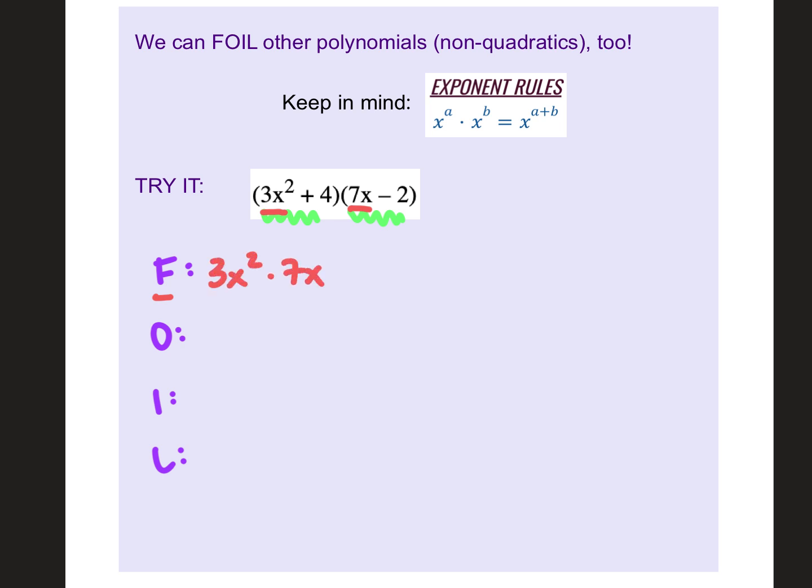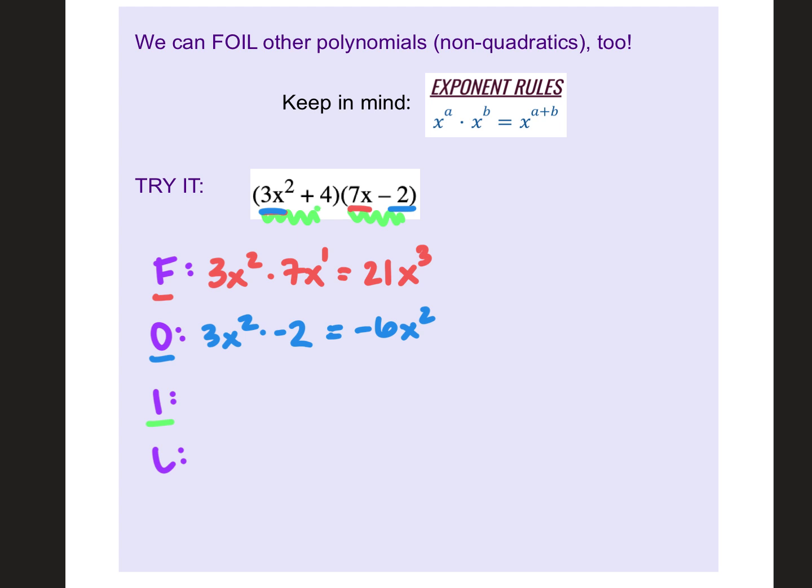3x squared times 7x. 3 times 7 is 21. I have x squared times x. 2 plus 1 is 3, so my first terms multiplied together simplify to 21x cubed. O is for outsides. My outside values are 3x squared and negative 2. 3 times negative 2 is negative 6, and I don't have any other variables to combine, so I get negative 6x squared.